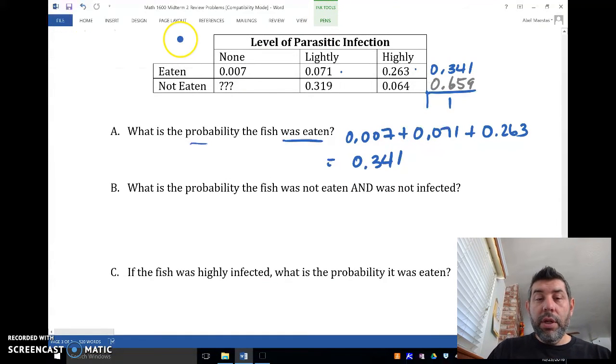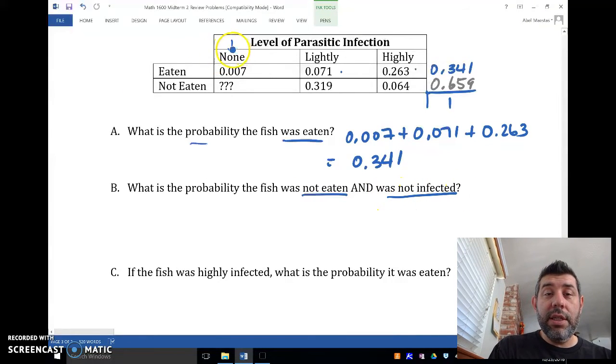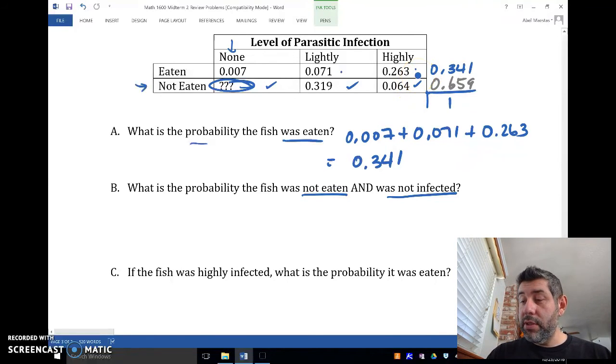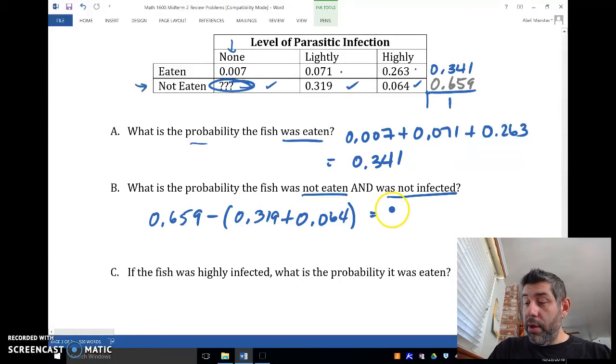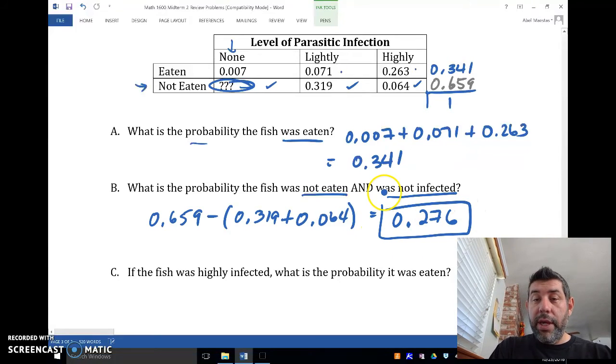Okay, so what is the probability the fish was not eaten and was not infected? So not infected, not eaten, I'm looking for this question mark right there, right? So in order to find that question mark, this box and this box have to all equal 0.659. So what I could do is 0.659 minus 0.319, because I want those added together. And that's going to give me the probability 0.276. All right, that's my answer.